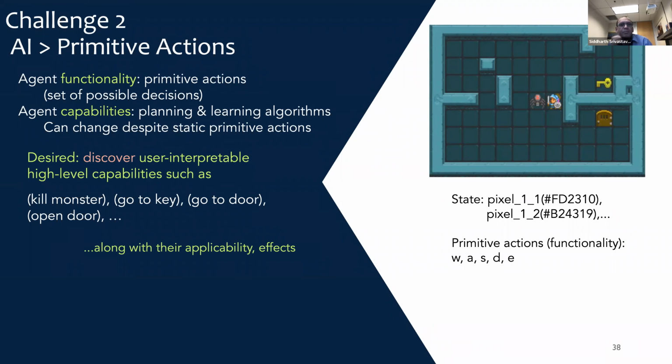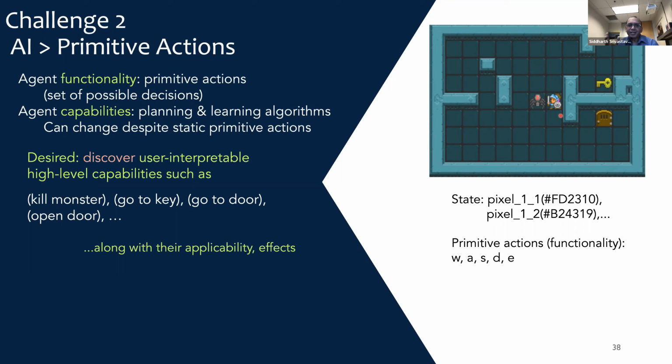The second challenge is that AI systems of the kind we are talking about go far beyond their primitive actions or primitive functionality. We want to assess what their capability is rather than functionality. To clarify what I mean by these two terms, by functionality, I'm thinking of simply the set of possible actions that the AI system could do. These are its choices. For instance, in this game environment here, you have this character called Link that the AI system controls. And this guy can basically move up, down, left, right. It can interact with the environment. So its basic functionality is just this set of actions.